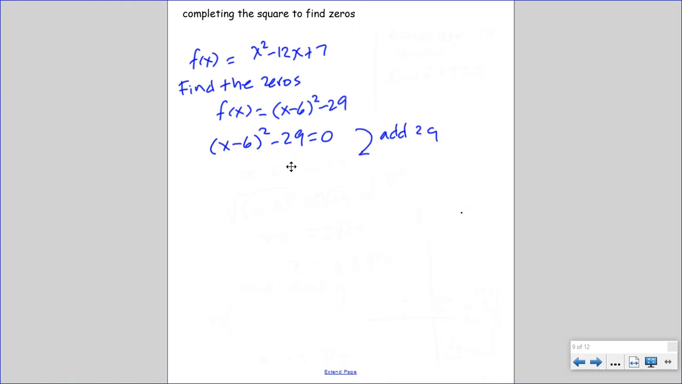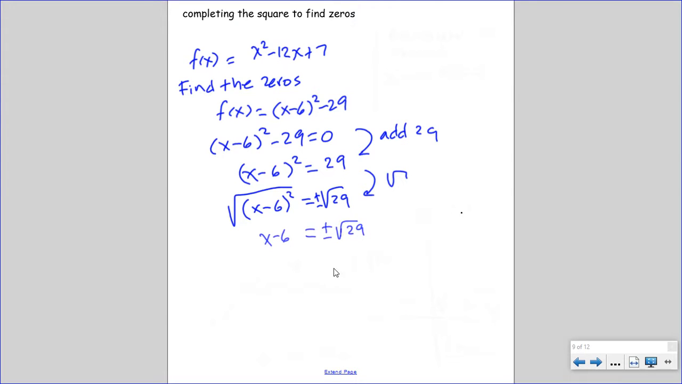So I would add 29, which gives me x minus 6 squared equals 29. Then I would take the square root on both sides. And I'm actually showing it this time, the square root of x minus 6 squared, and again, the positive or negative square root of 29. And that is equivalent to this. And finally, our last step is to add 6 on both sides, and we have 6 plus or minus the square root of 29. And similarly to our previous example, the square root of 29 is approximately 5.4.